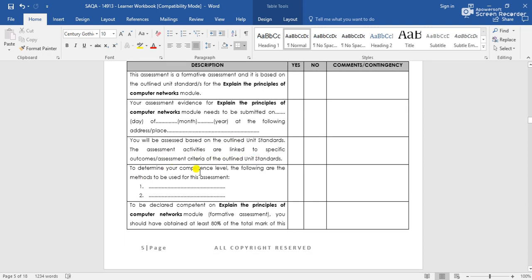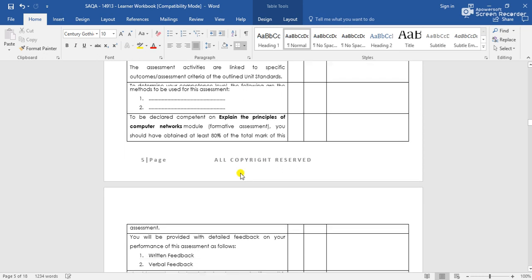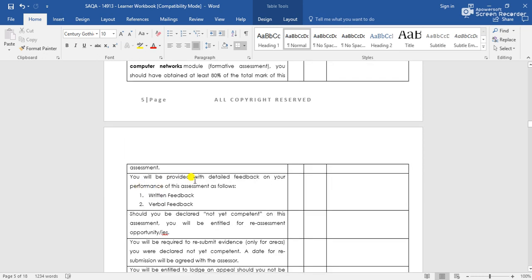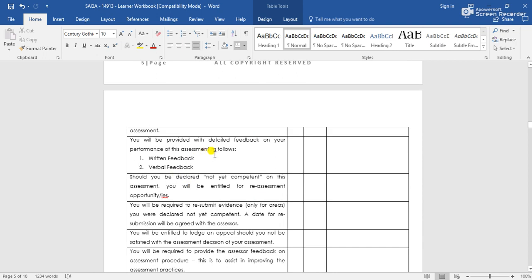To determine your competence level, the following are the methods to be used for this assessment: competent and not yet competent. To be declared competent on the explain the principles of computer networks module formative assessment, you should have obtained at least 80% of the total of this assessment. You will be provided with detailed feedback on your performance as follows: number 1, written feedback; number 2, verbal feedback.